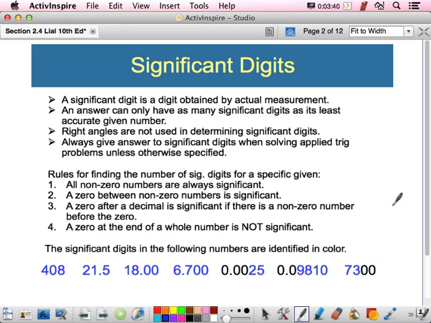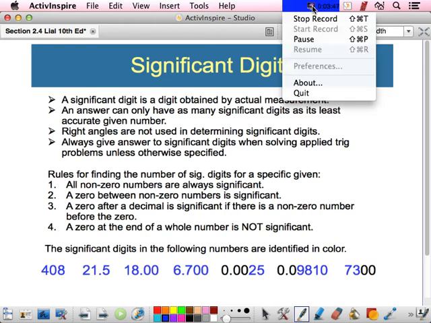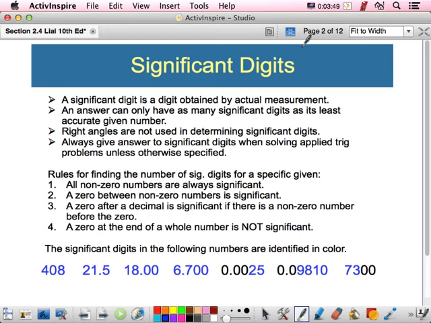And the last thing, a 0 at the end of a whole number is never significant. So I'll give you a minute if you want to write those rules down. So now that we understand the rules, let's look and count for these examples along the bottom.